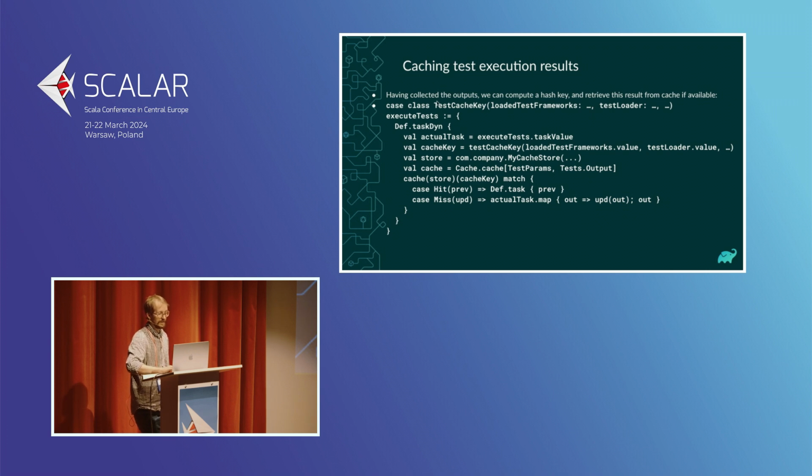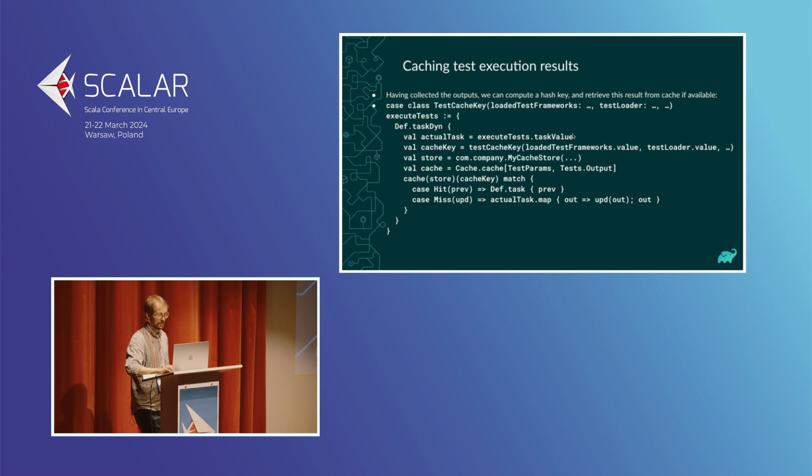So let's define a test cache key that has 4 fields, those inputs that we've defined, and we can redefine the execute test task. So again, it's going to be a dynamic task, just like before, because we're either going to execute a task that does nothing if we have a cache hit, or we're going to execute another task if it's a cache miss.